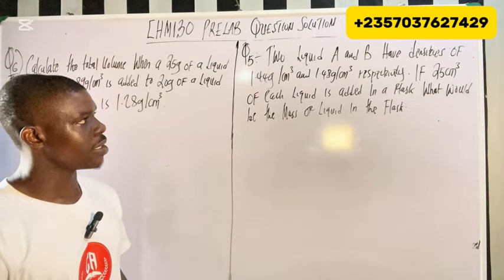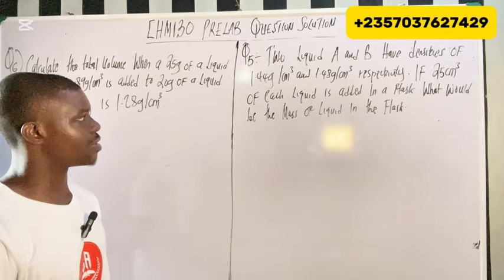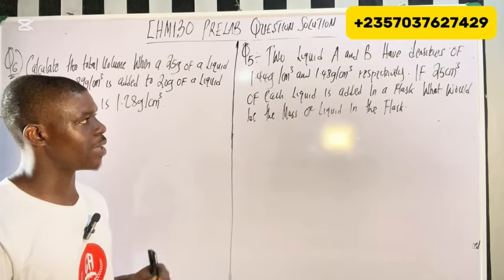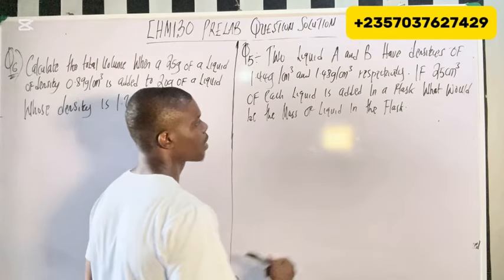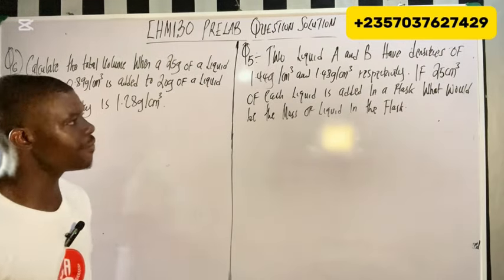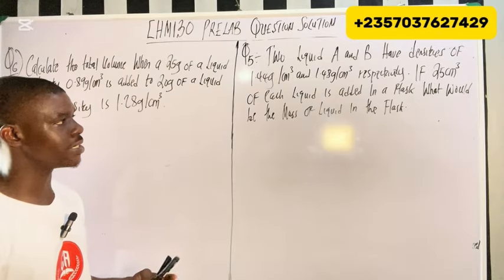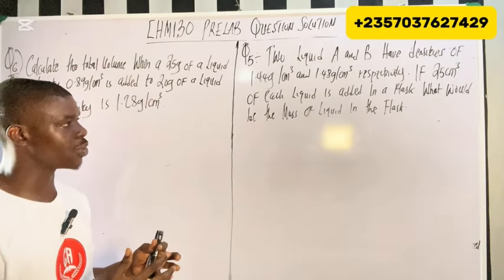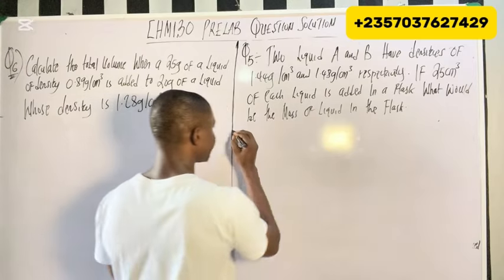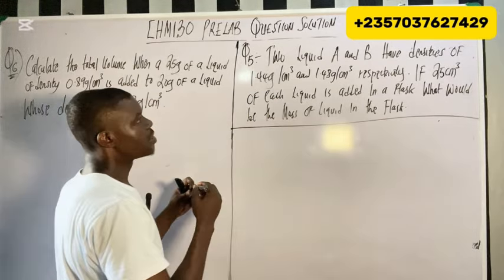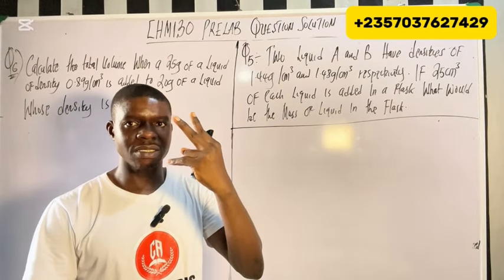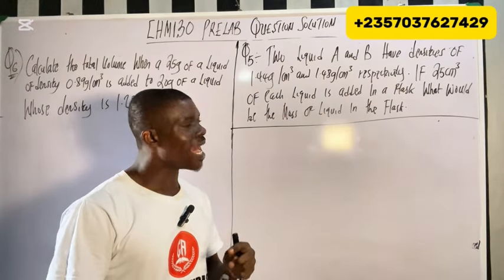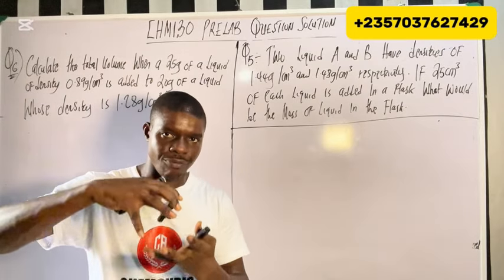Two liquids A and B have density of 1.44 gram per cm cube and 1.48 gram per cm cube respectively. If 25 cm cube of each liquid is added in a flask, what would be the mass of the liquid in that flask? Very easy. So here we have two liquids, A and B. They have a respective density, and they are being added to the same volume, right?